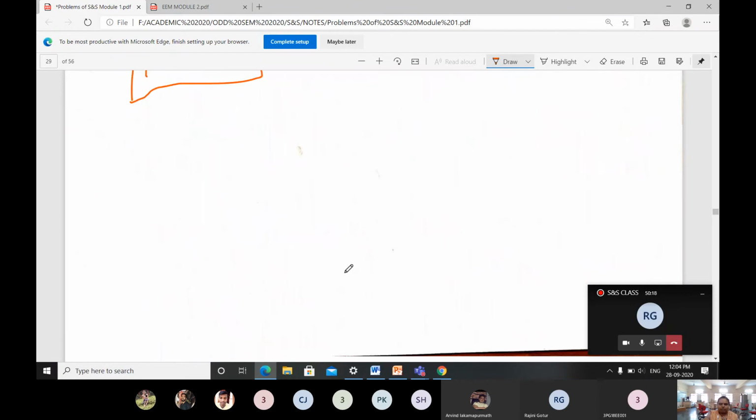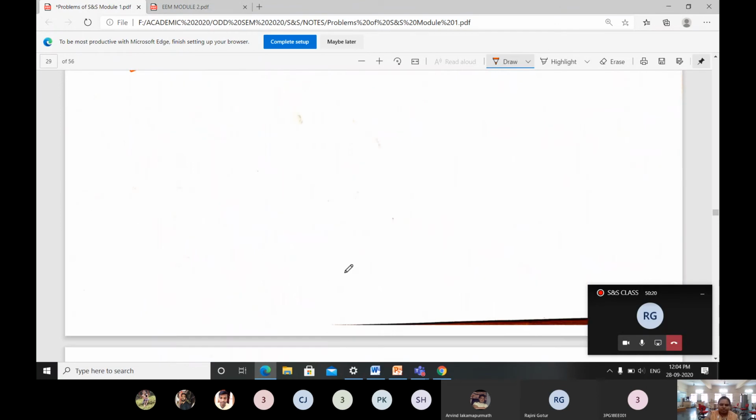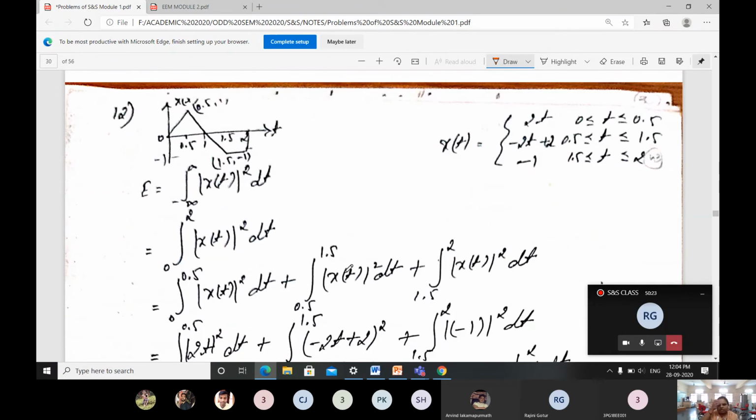Now we'll go for the next problem. Here they have given a structure like this, where half of it is a triangle, and then again a different structure is given. This was once asked in the 2015 scheme question paper. They asked about a pulse like this. They didn't say to find the energy or power of the given signal; they just asked about the signal.